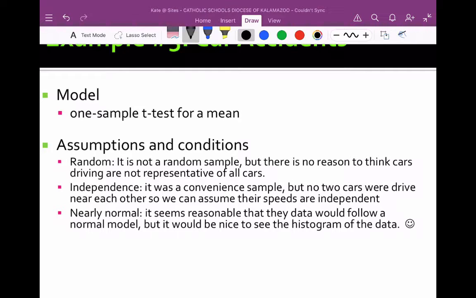The next one is independence. It was a convenient sample because the guy just stood there watching, but we don't have any reason to really believe that two cars were driving near each other, so we can assume that their speeds are independent.